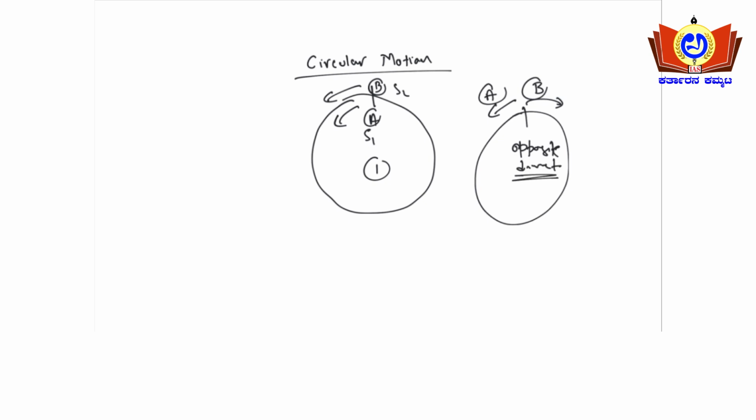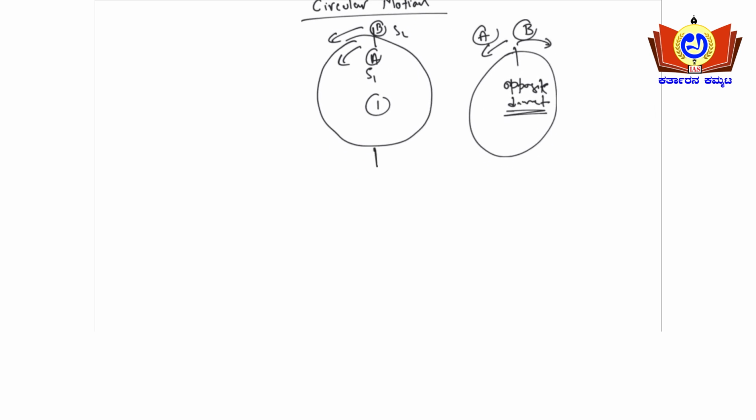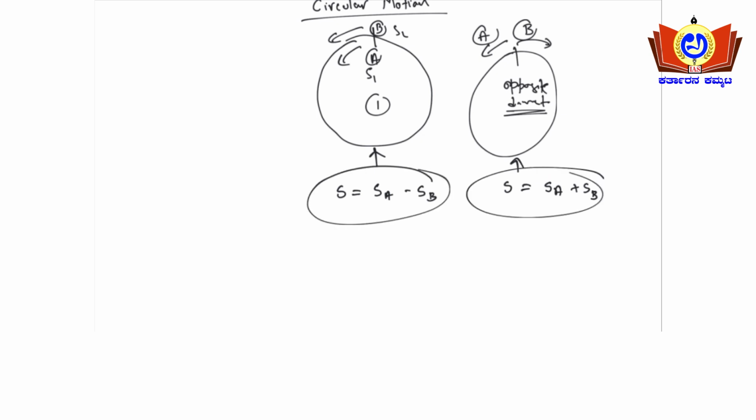So what happens in this case is, the relative speed adds up if they are traveling in the opposite direction. If they are traveling in the same direction, S equals speed of person A minus speed of person B. If opposite, S equals speed of person A plus speed of person B. This is the formula for relative speed when they are traveling in circular motion.